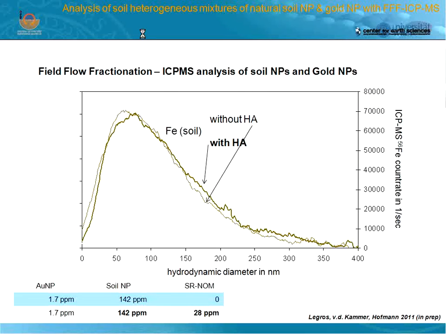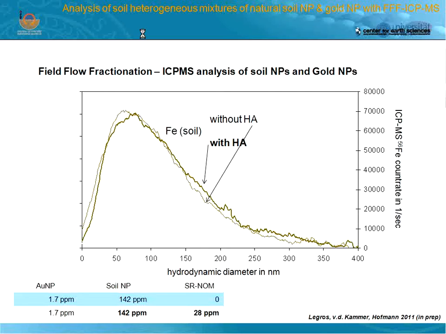Interestingly, this is now the result of the experiment. We have our natural particle distribution here. This is the iron oxide, the iron trace from the ICP-MS. This is the particle size, the hydrodynamic diameter that the FFF produced for us. And these are two different conditions. One contained no NOM, and one contained 24 ppm of Suwannee River NOM. Not much difference between these two distributions, and we were quite happy with that. The bold line here is always the one with humic acid.